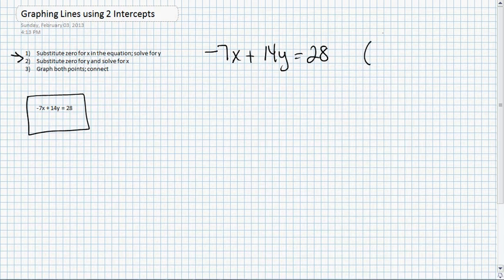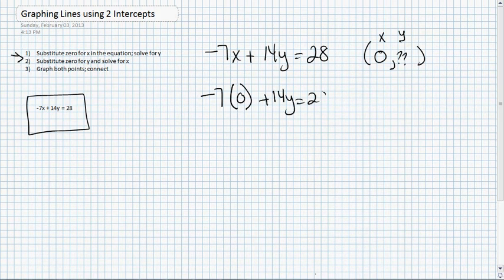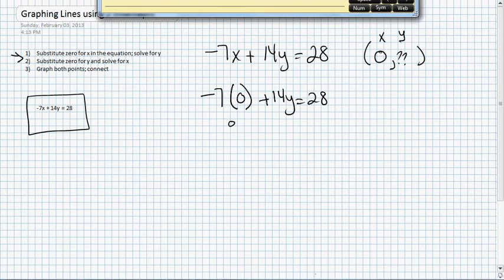So I'm taking out the x and I'm replacing it with 0, and then I'm going to solve the equation and find out what my y value is for that point. This is going to give me the point where my line crosses the y-axis. So somewhere along here. I don't know where yet. Alright, so negative 7 times 0, replace the x with 0, plus 14y equals 28. Anything times 0 is 0, so negative 7 times 0 is just 0.